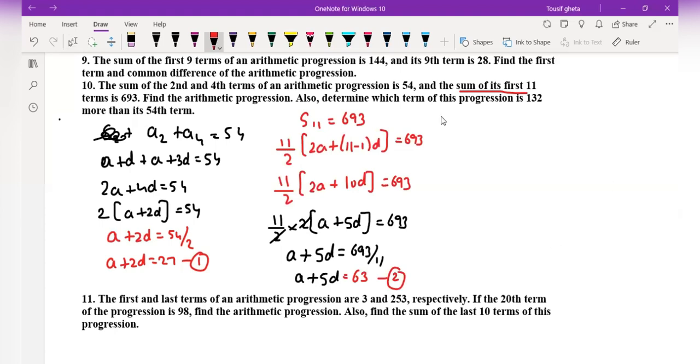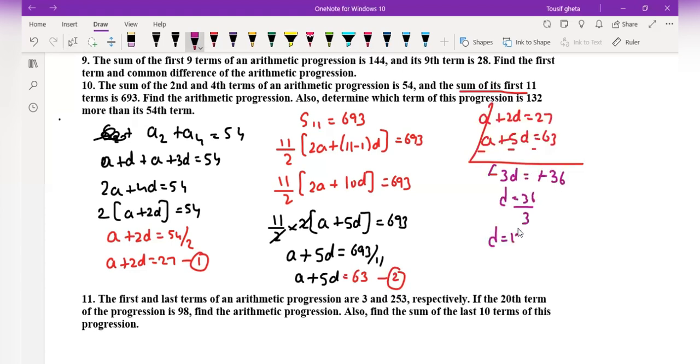Okay, so let us move forward. Using these two equations, that is a plus 2d is equal to 27 and a plus 5d is equal to 63, subtract both. So the first term gets cancelled. 2d minus 5d will be minus 3d is equal to 27 minus 63. I'll get minus 36. 36 by 3, the value will come 12.